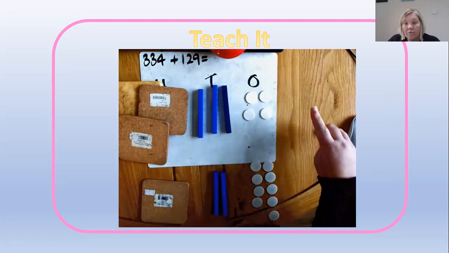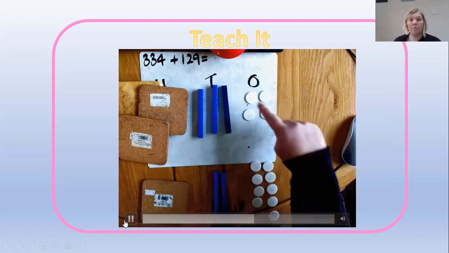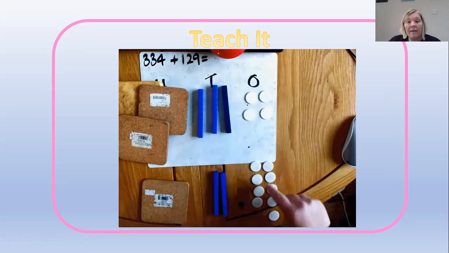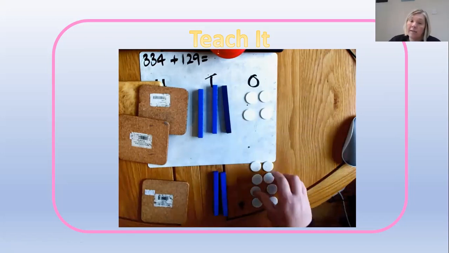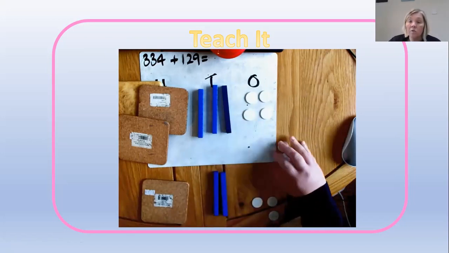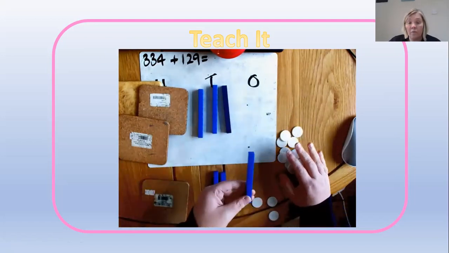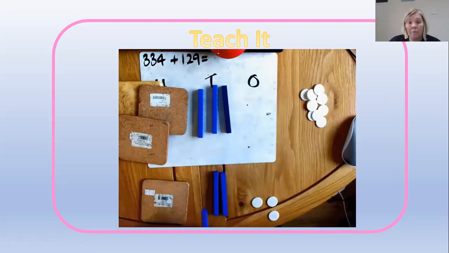So which column do I start with? Well, in formal calculations, in column addition, we always start with our ones column. So the first thing I'm going to do is add up that ones column. 1, 2, 3, 4, 5, 6, 7, 8, 9, 10. I've got 10 ones there. So what do I need to do? I need to exchange them for 1 ten. So I've got my 1 ten, and I'm going to put that in the tens column.